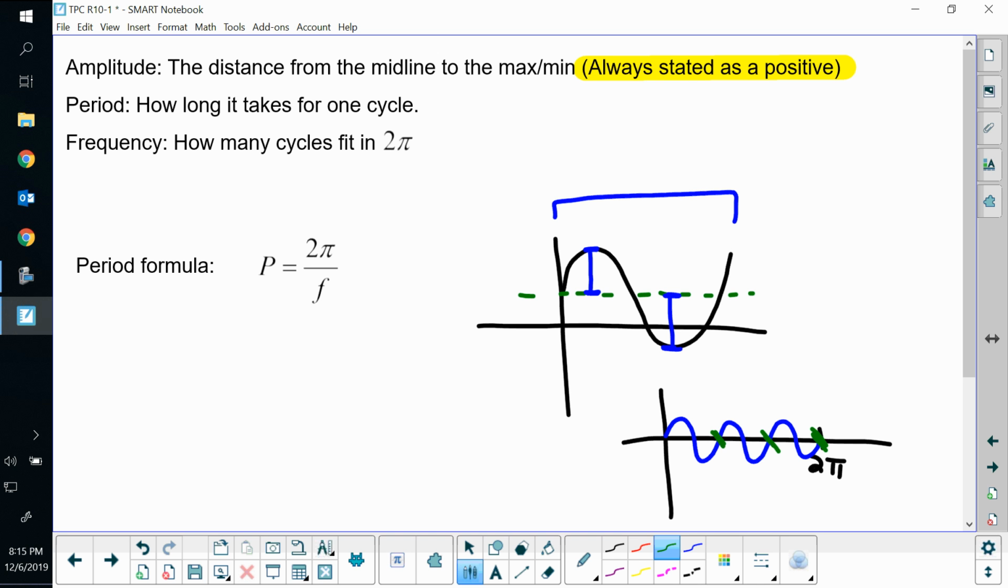So there's a formula that allows you to relate the period and the frequency, and that's one that you'll want to remember. So P is equal to 2 pi over F, where P represents the period, F represents the frequency, and then you have 2 pi. From a graph, you can pick out the period. From an equation, you can pick out the frequency.